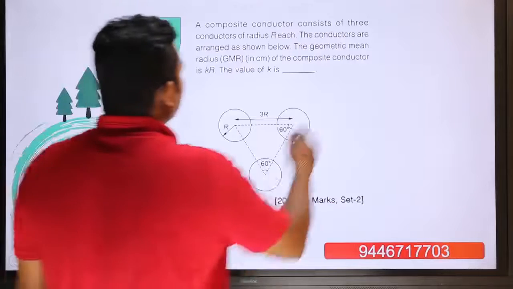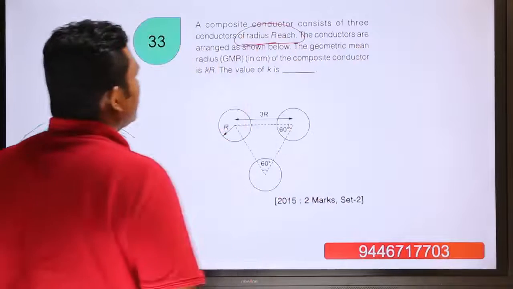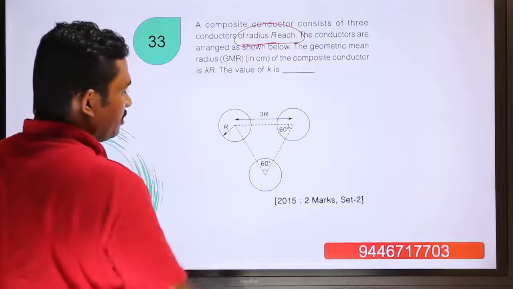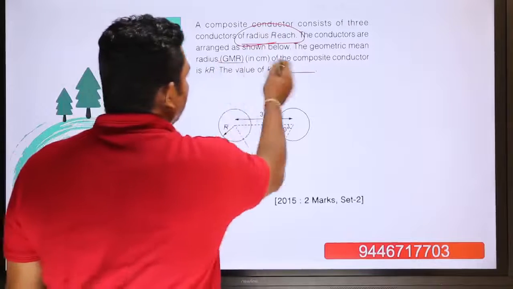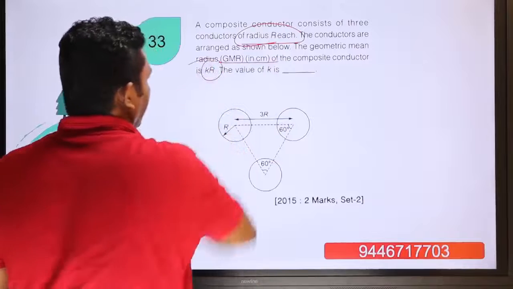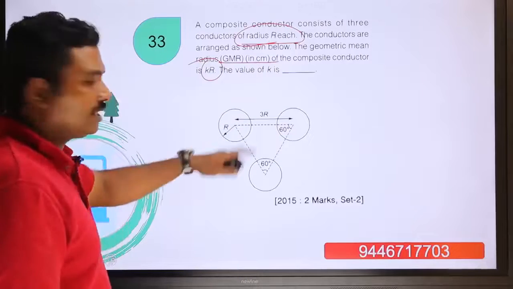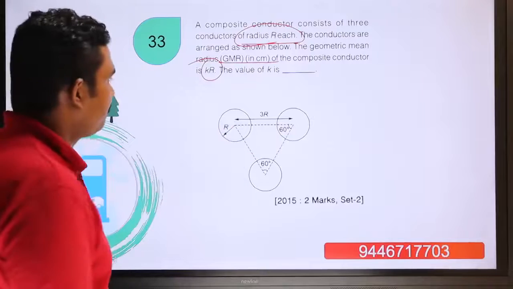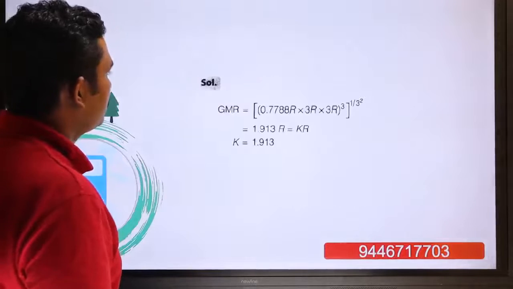A composite conductor consists of 3 conductors of radius r each. The conductors are arranged as shown below in symmetrical spacing. The geometric mean radius of the composite conductor is kr. If it is kr, then find the value of k. So we will have to find the GMR of this system, the geometric mean radius of the system.